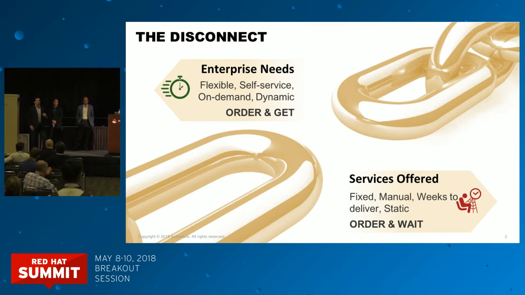So typically networks have been very static, very manual, lots of manual configurations, but their expectation from application consumability is I want to order and get it and not order and wait.